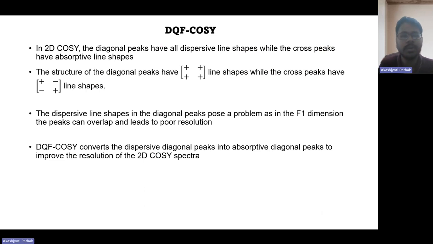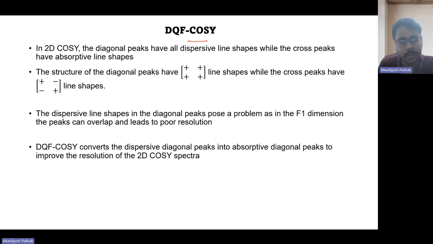So now we will move on to the DQF COSY. What is a DQF COSY? It is a double quantum filtered COSY experiment. So in a DQF COSY, the diagonal peaks have... So why was this technique developed? What is the usefulness of this technique?